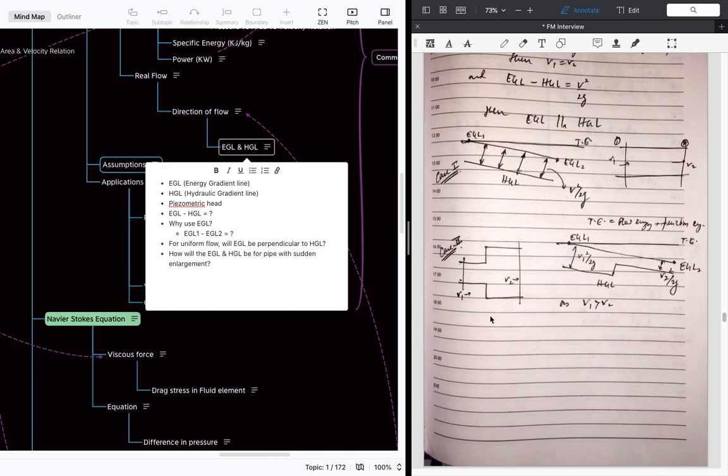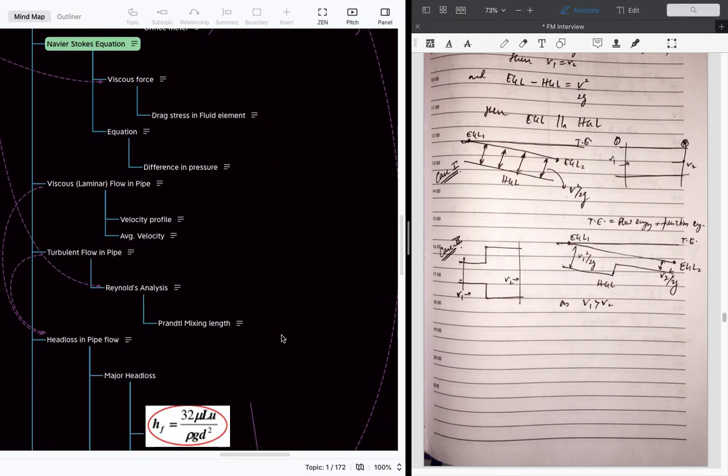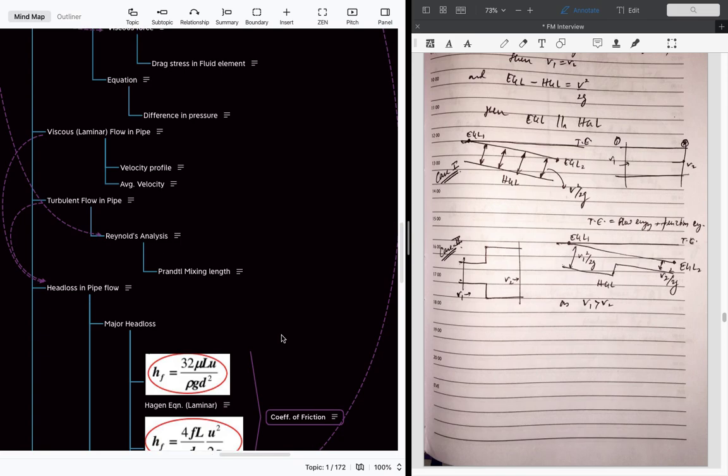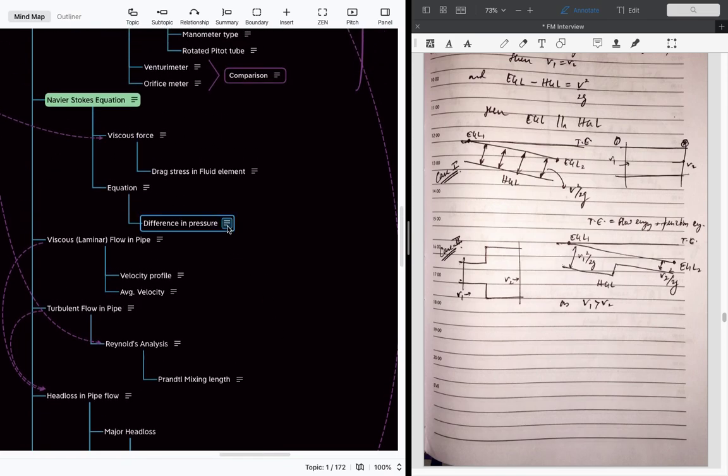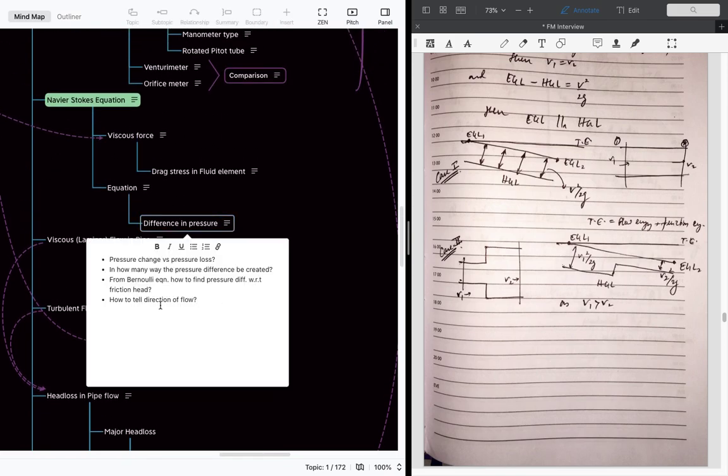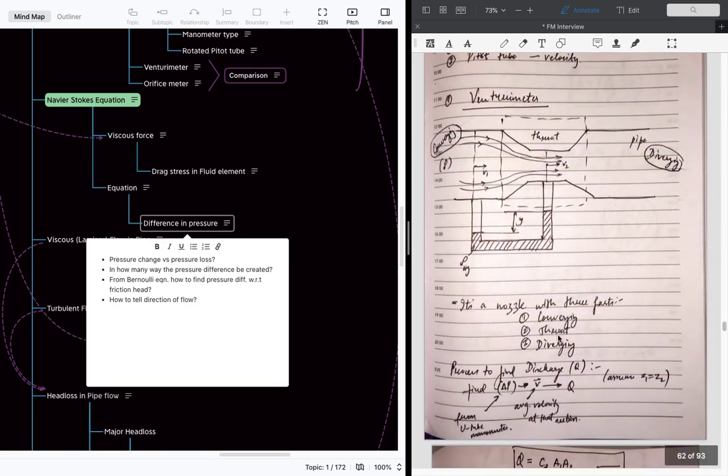If there is a sudden enlargement like this, that means v2 is less than v1. In that case, the EGL and HGL lines will be something like this because of the sudden enlargement. Okay, that is what is written here. So again, going to the Navier Stokes equation. So this is what we discussed, how to find the direction of the flow through the EGL, HGL, and head loss.